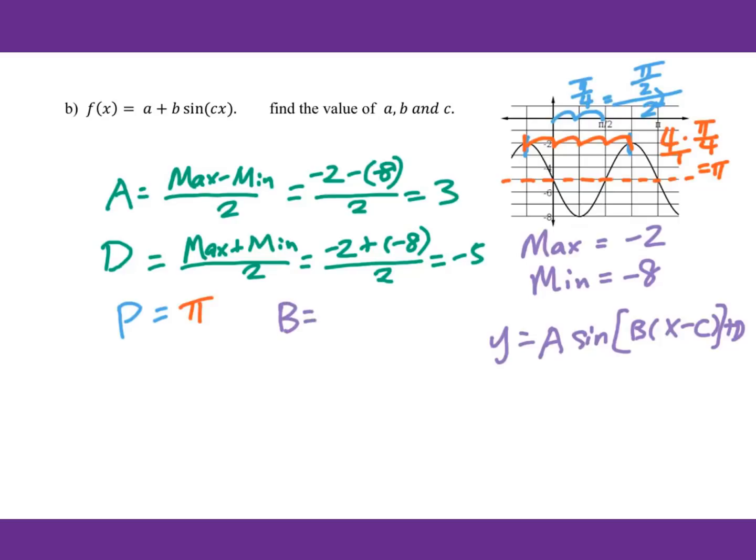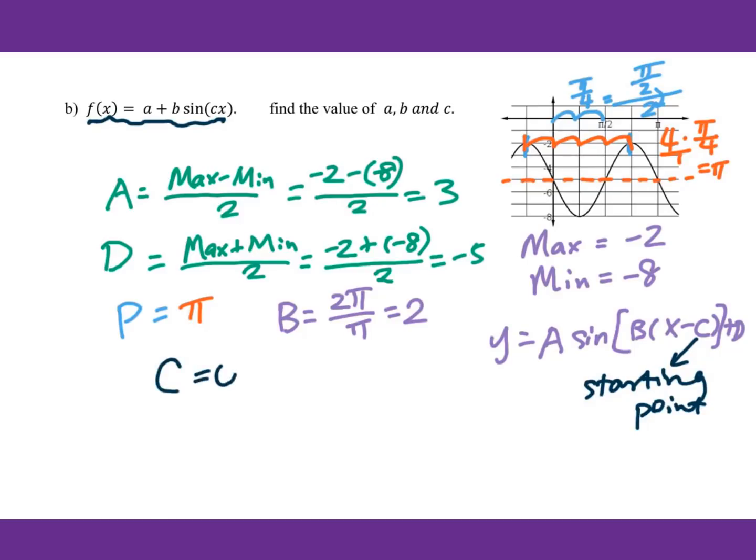And B equals 2 pi over P. That means 2. For this C, we know starting point. When you check a starting point, you have to go back, check the pattern for the given trig function is this one. We know that C equals 0, because for this Cx, they didn't add a constant number like this. So C equals 0 means starting from y-axis.